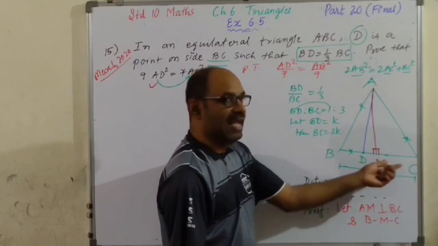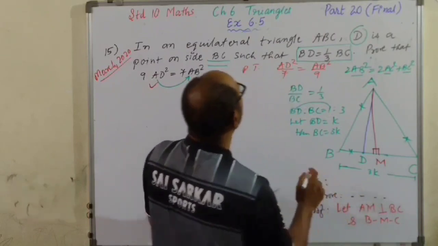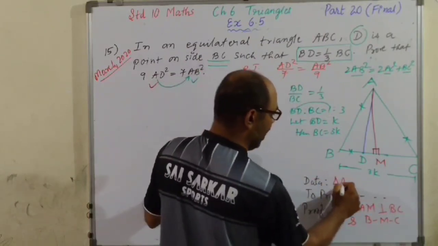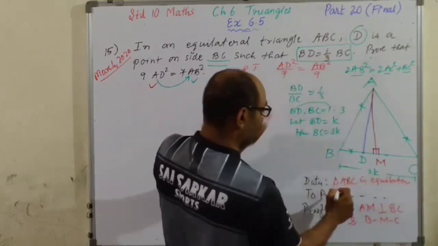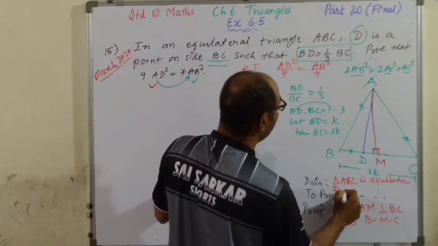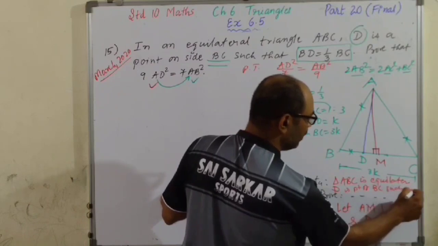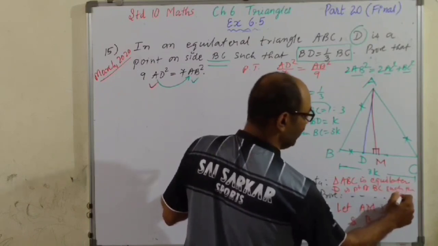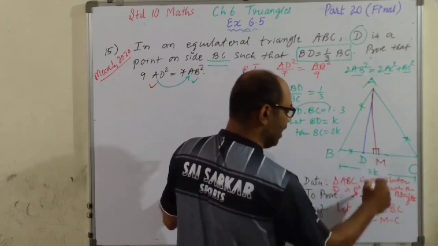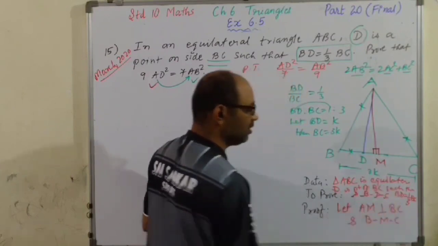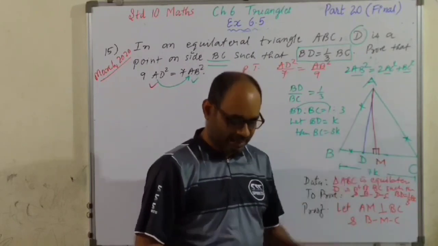यहां डेटा में तो आप लिखने वाले ही हैं. Alright? Okay, I'll write data. Triangle ABC is equilateral. Alright? D is point on BC such that BD is equal to 1/3 of BC. So now you have B, D, M, C. Combine करेंगे तो. Anyway.